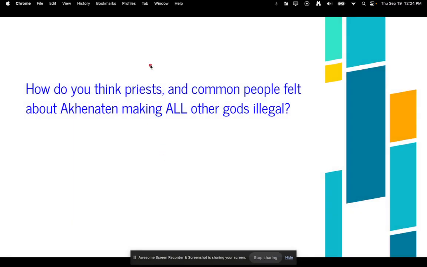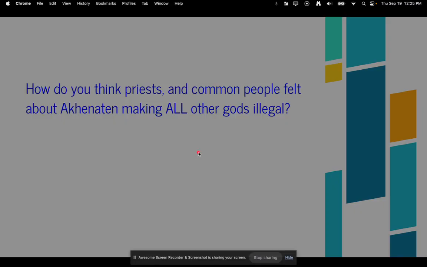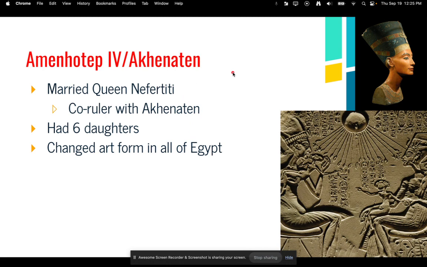So here's another question. How do you think priests and common people felt about Akhenaten making all other gods illegal? Yeah, they're going to be probably pretty mad about that.